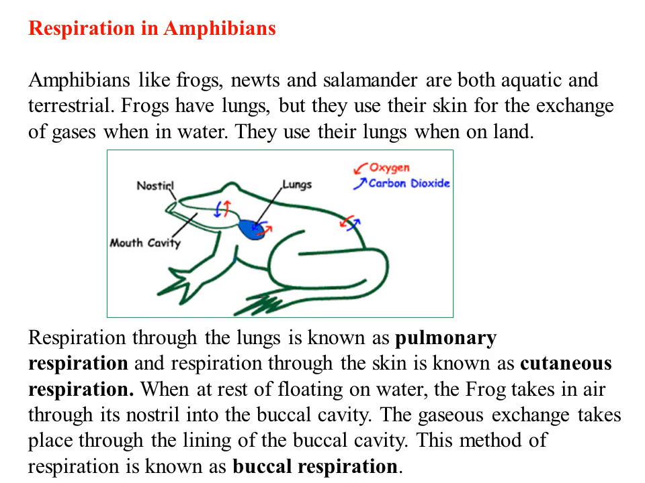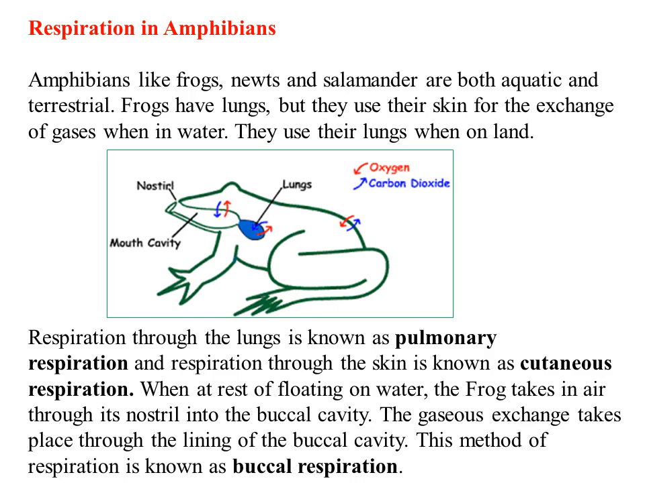Okay. So here you can see the picture of a frog, how they respire. They have a nostril and mouth cavity, and also they have lungs. Oxygen is in red color, carbon dioxide is in blue color. This is how gaseous exchange takes place. Respiration through the lungs is known as pulmonary respiration, and respiration through the skin is known as cutaneous respiration. So they have two types of respiration. One is pulmonary respiration, which takes place through their lungs, and the respiration that takes place through their slimy, moist skin is known as cutaneous respiration.